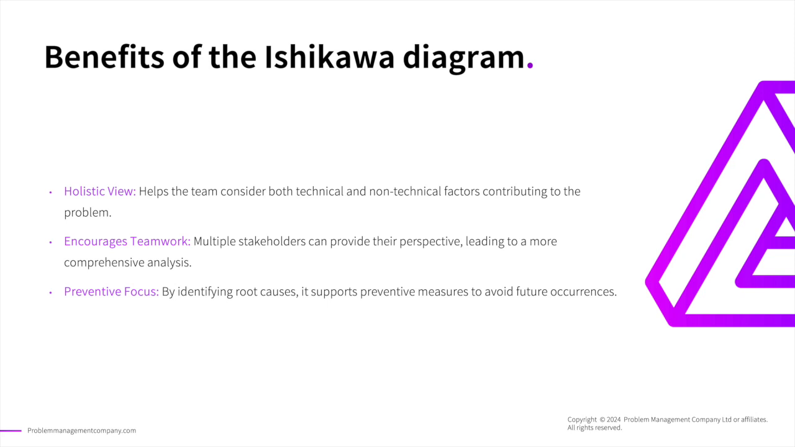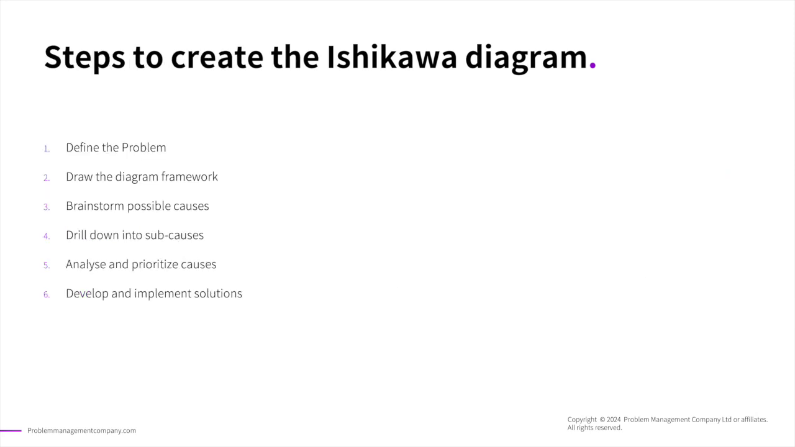Steps to create a fishbone diagram. Step 1. Define the problem. The first step is to clearly define the problem or the effect you want to analyse. Make sure the problem statement is specific and agreed upon by the team. For example, the application crashes frequently during peak usage hours. Step 2. Draw the diagram framework.